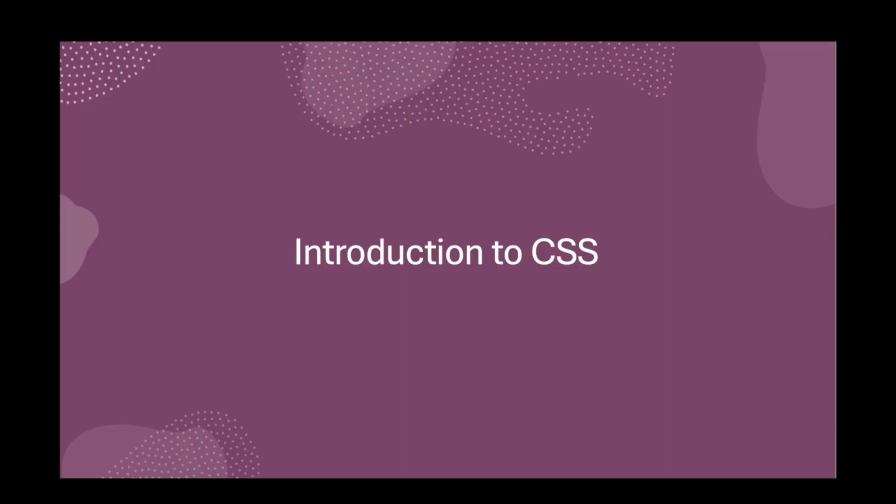Introduction to CSS. CSS, Cascading Style Sheets, is a style sheet language used to describe the presentation of a document written in HTML. It controls the visual appearance of web pages by defining styles for various HTML elements, such as fonts, colors, layouts, and spacing.